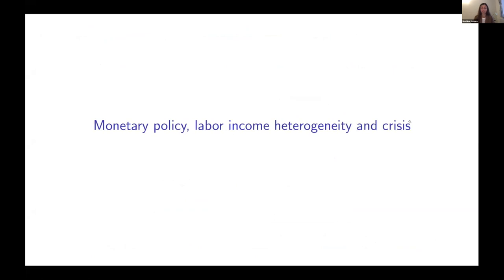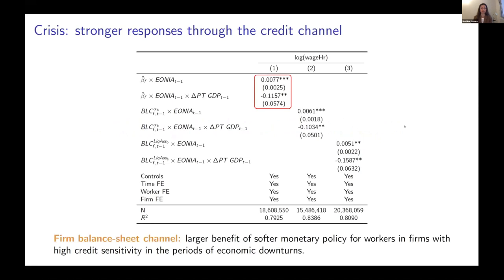Now, I'd like to use the remaining 2-3 minutes to talk a little bit about the state-dependent result when we look into the period of crisis. So the first result we find in the paper is that while workers in small and young firms generally benefit from softening of the monetary policy conditions, these results are roughly 2 to 3 times stronger in the times of crisis. So what we actually want to understand here is how these channels are operational in times of crisis.